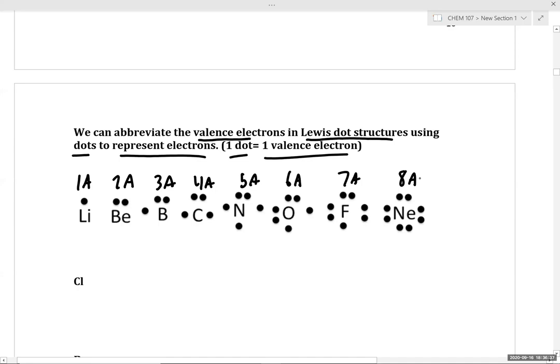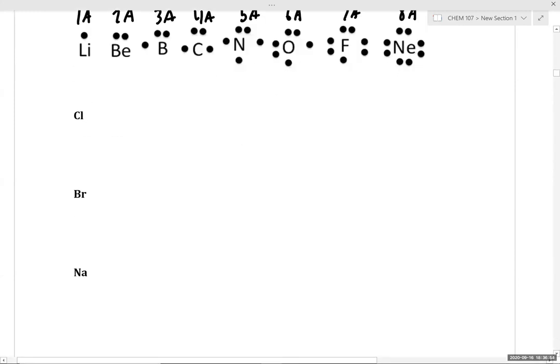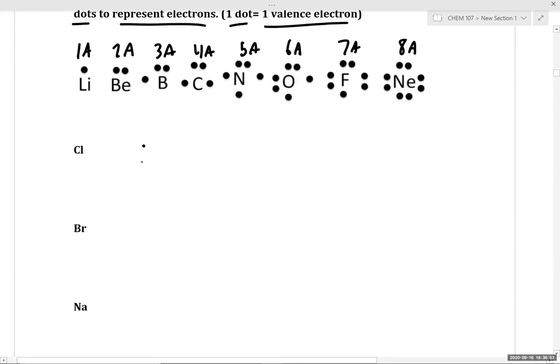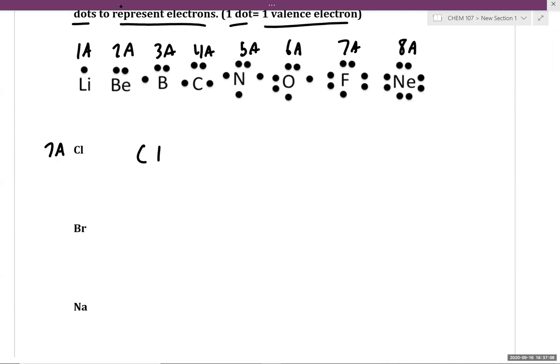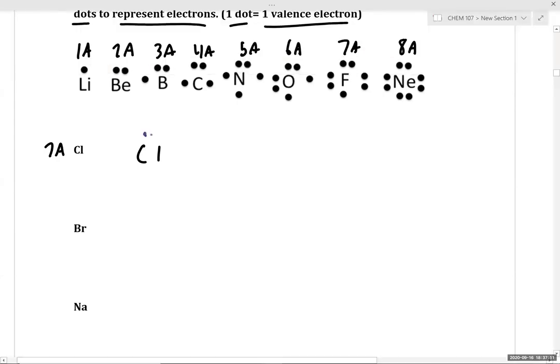Now, the beautiful thing about this list is that as elements in the same group have the same number of valence electrons, this line of 8 different Lewis dot structures describes all of the main group elements that you'll encounter. So let's see what I mean by that. I'll do the first example. So chlorine is a 7A element, 7 valence electrons. So how many dots do I draw? How many dots do I draw? 7. 1, 2, 3, 4, 5, 6, 7. There we go.